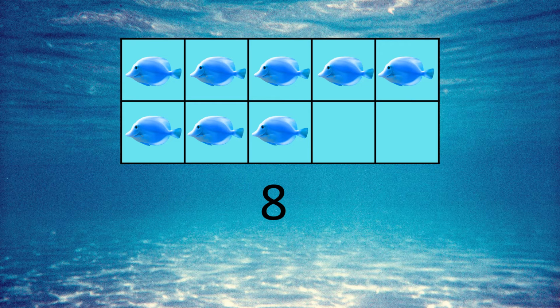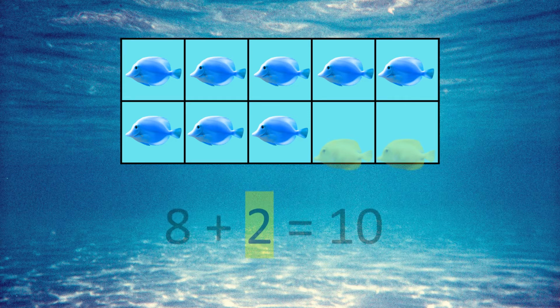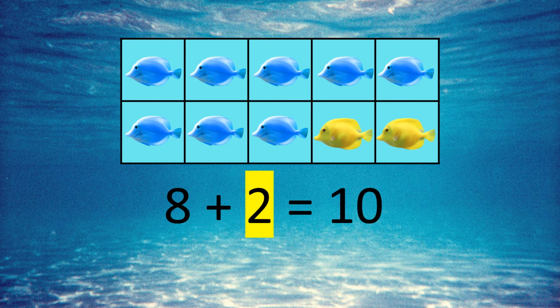This frame has 8 fish. How many more fish do we need to make the frame full, or to make 10 fish? We need 2 more fish. 8 plus 2 equals 10. The 8 blue fish and the 2 yellow fish together make 10. The frame is full, so now we have 10 fish altogether.